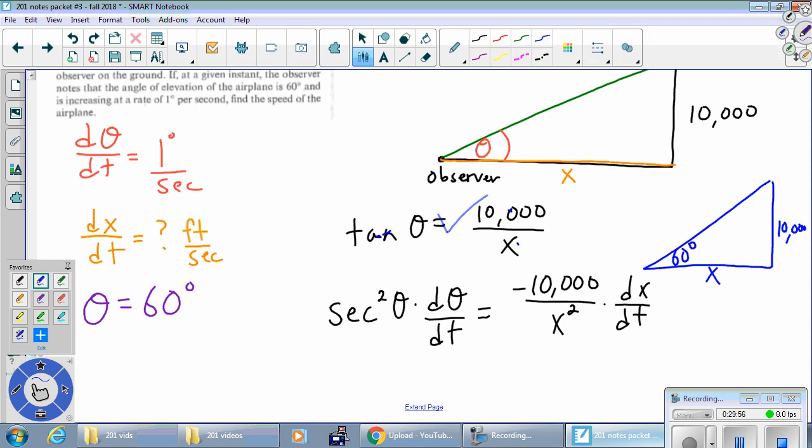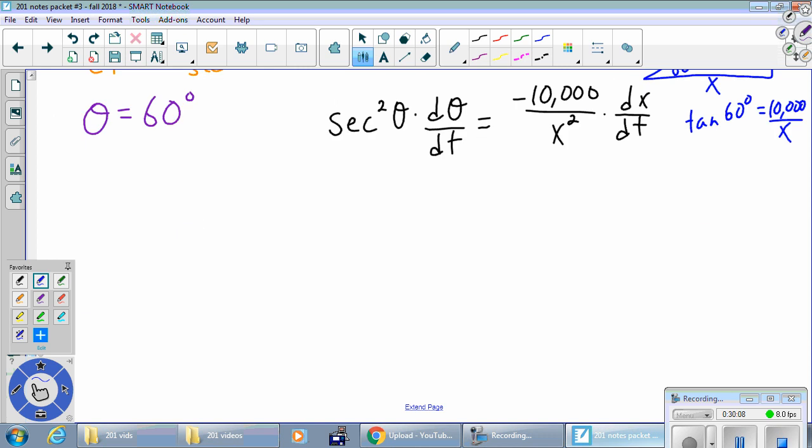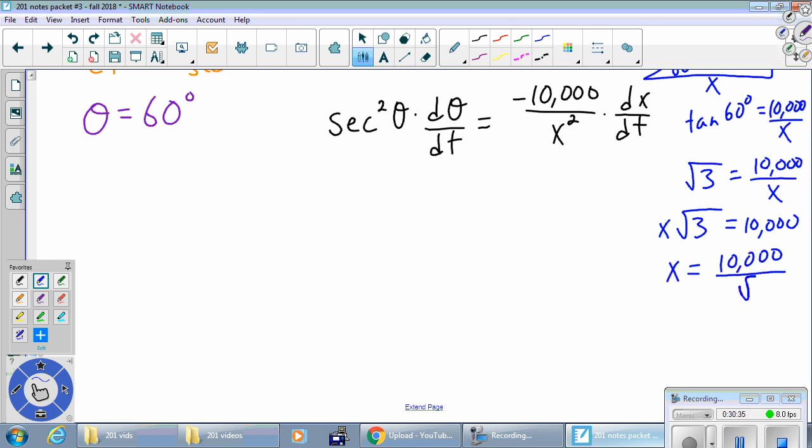Let's find x. Tangent 60 is 10,000 divided by x. Tangent of 60, probably I should know that one, right? Is that radical 3? So tangent of 60, yeah, I think radical 3 is good there. And we're trying to find x, so let's get the x over to the other side. So x radical 3 equals 10,000, and then divide both sides by radical 3. So x is 10,000 over radical 3. Lovely.